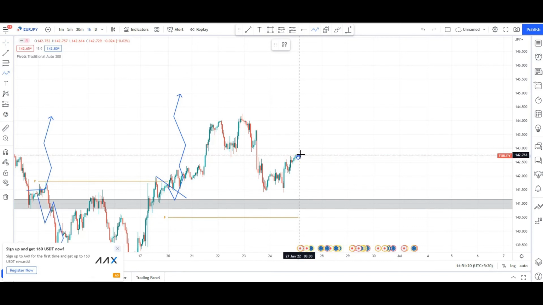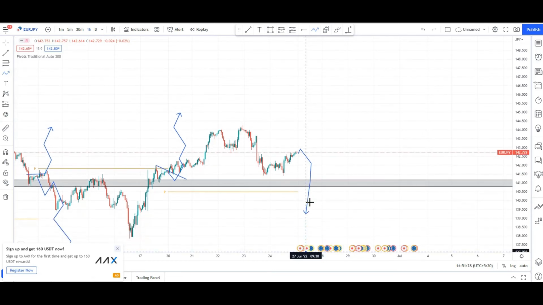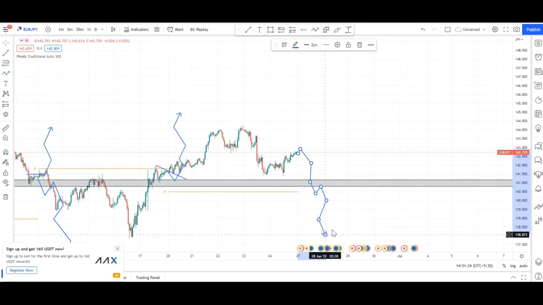Right now it is coming to this place. If it takes resistance, our first target will be here, second target will be here guys. Okay, if once again it comes and takes resistance, our third, fourth and fifth target. Okay guys, these are some of the targets.